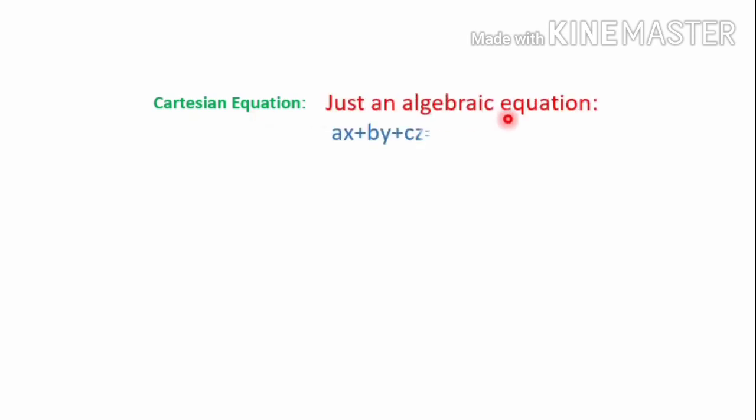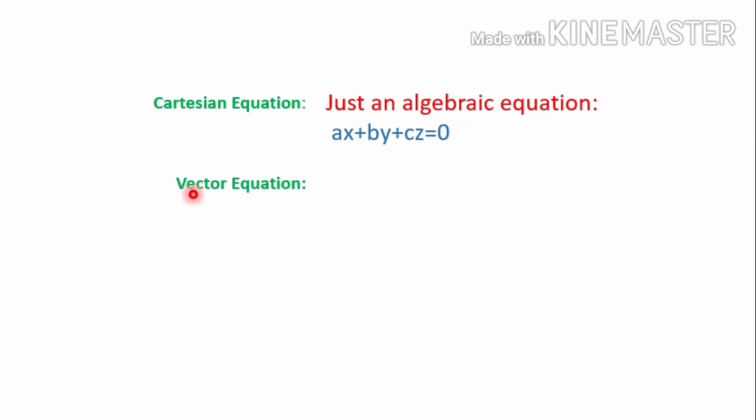Before moving on to the session, let me introduce two terms for you. The first one is the Cartesian equation. It is just an algebraic expression. For example, ax + by + cz = 0. It's an equation containing x, y and z terms.